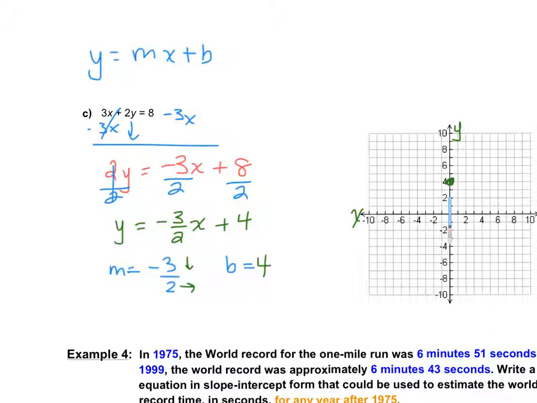You're going to go down 1, 2, 3, to the right 1, 2. So once more, what you did is you went down 3 units, and to the right 2. That's your next point. Down 3, over 2. Here's your third point. Connect the dots to make your line, and there's your line.